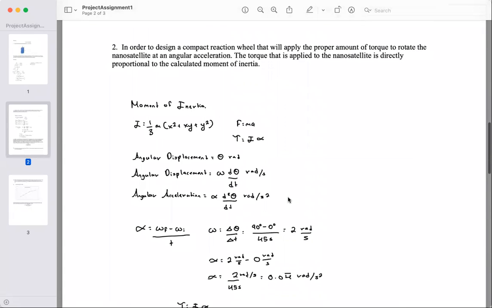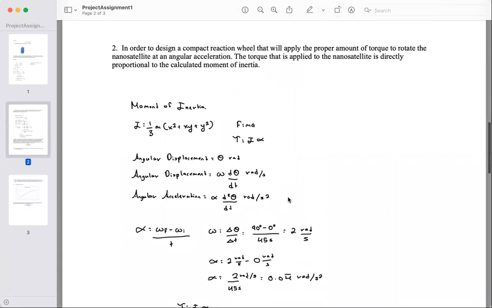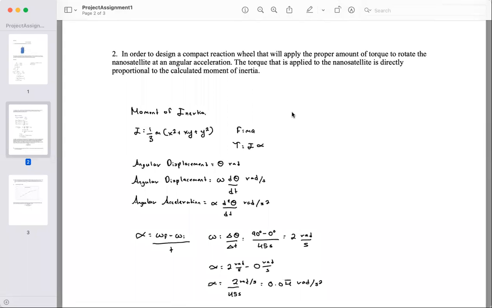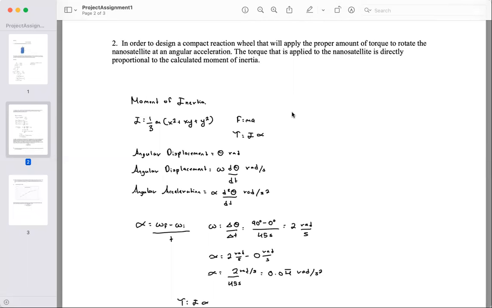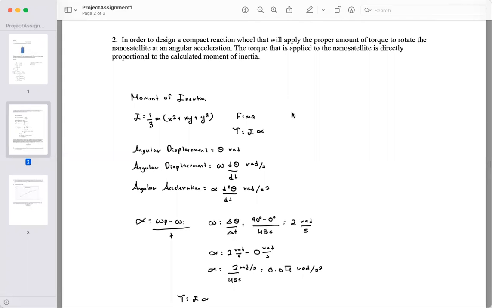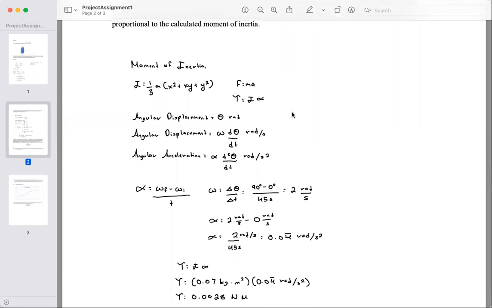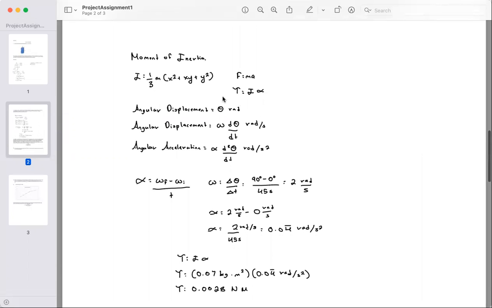The second question is asking us to design a compact reaction wheel that will apply the proper amount of torque to rotate the nanosatellite at an angular acceleration. And the torque that is applied to the nanosatellite is directly proportional to the calculated moment of inertia. So as done above, this is the equation for the calculated moment of inertia. And we also know this relationship where angular displacement is just theta radians.